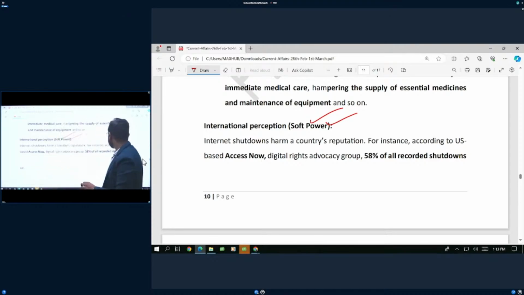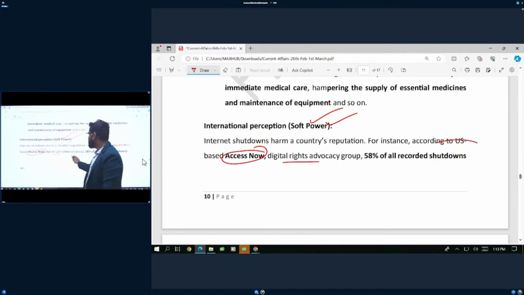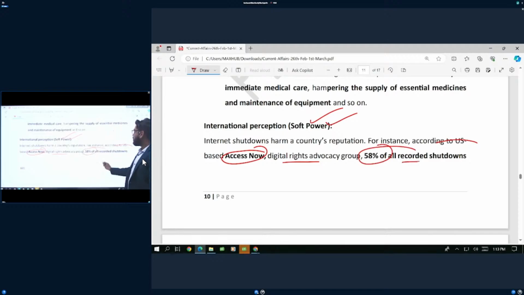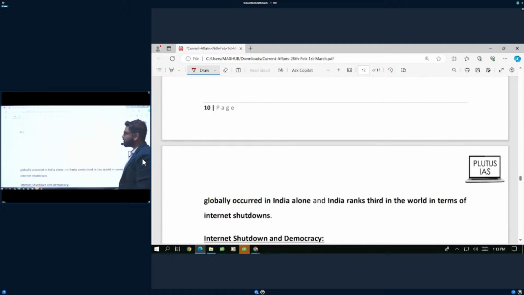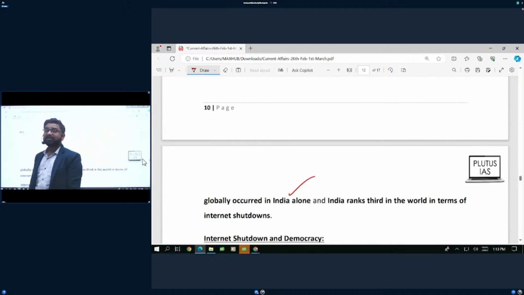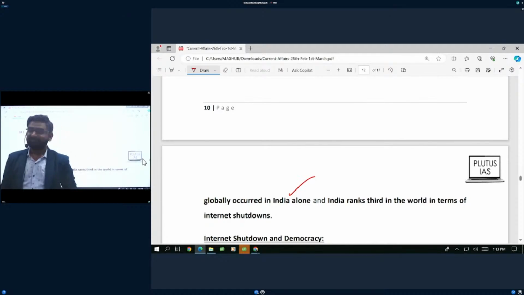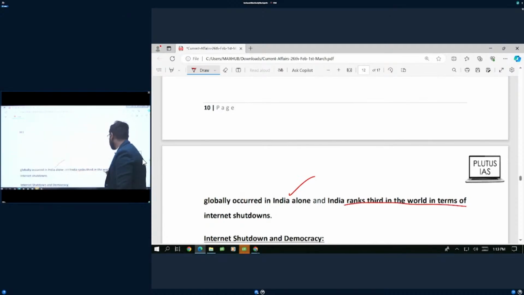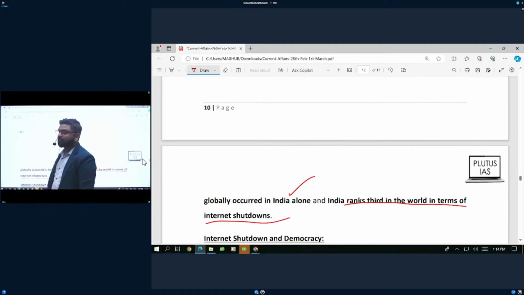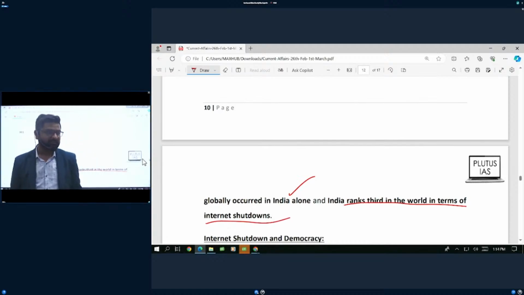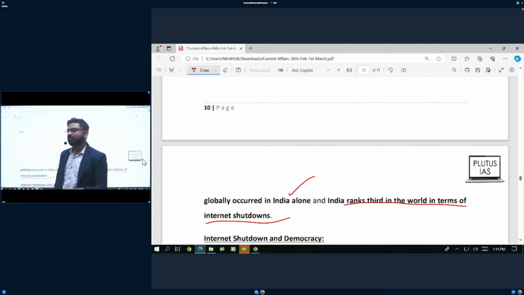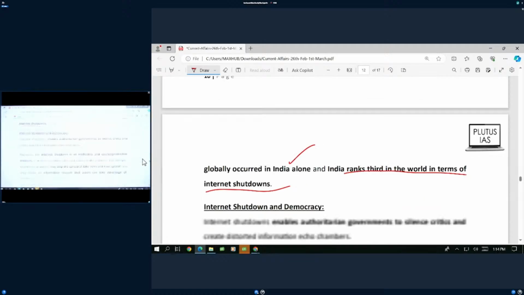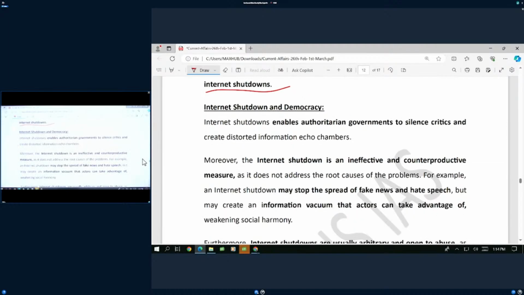According to a report by US-based Access Now, a digital rights advocacy group, 58% of all recorded internet shutdowns in this entire world are in India. India bans more internet than China. This is the thing. And India ranked third in the world in terms of... और हम जिनसे आगे हैं वो अच्छे देश नहीं हैं. अफगानिस्तान जैसे लोगों से हम आगे थोड़े से. So this is the problem. India is losing soft power, especially in academic circles, at a very high pace. Not a good thing. Anyway, internet shutdown and democracy मैंने आपको बता ही दिया. It is used to silence critics and distort information.